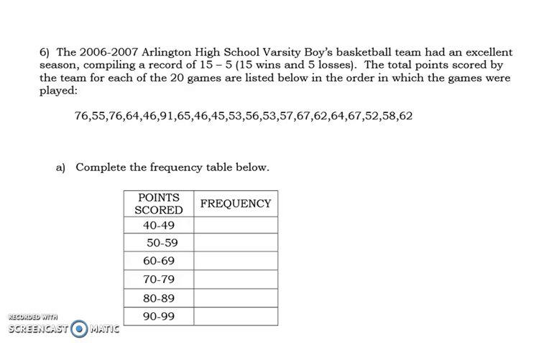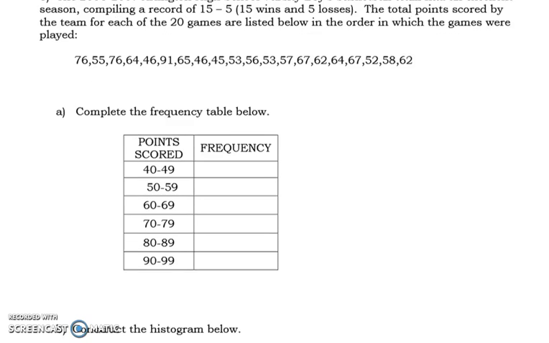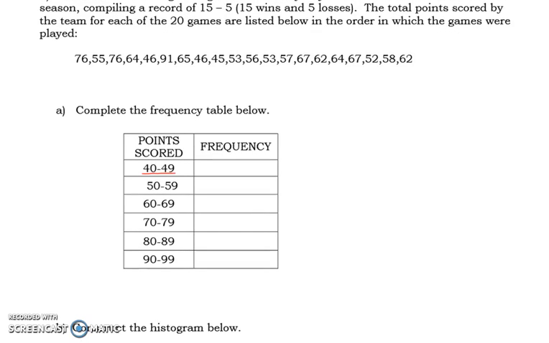Okay, number 6, the 2006-2007 Arlington High School varsity boys basketball team had an excellent season, compiling a record of 5-5, which means 5 wins and 5 losses. The total points scored by the team for each of the 20 games are listed below in the order in which the games were played. And we have to complete a frequency table. Now, frequency table just means tell me how many values were between 40 and 49, how many values were between 50 and 59, and so on and so forth, and then we're going to construct a histogram. So at this point, you can pause the video, create your frequency table and your histogram, and when you come back to the video, I'll have both completed.